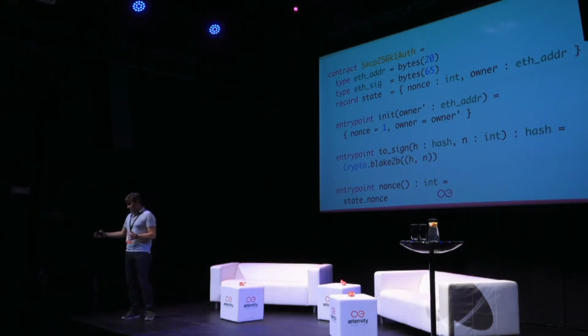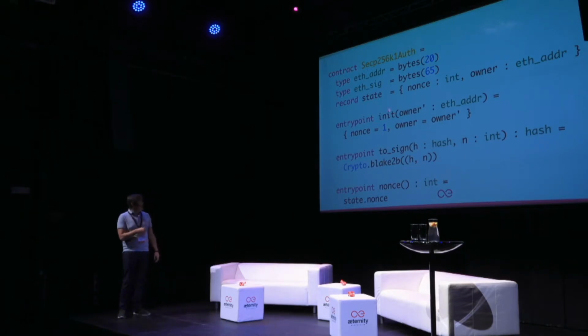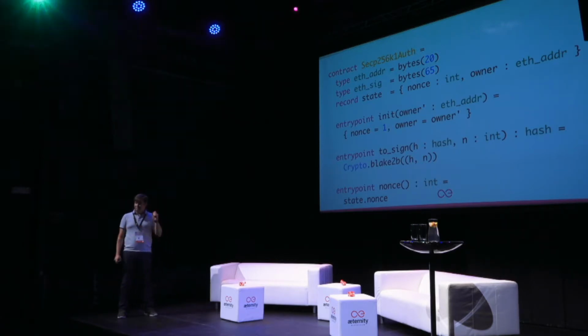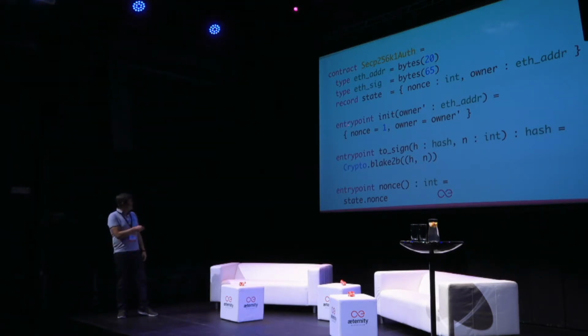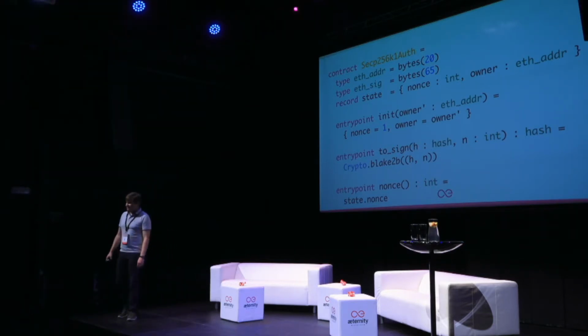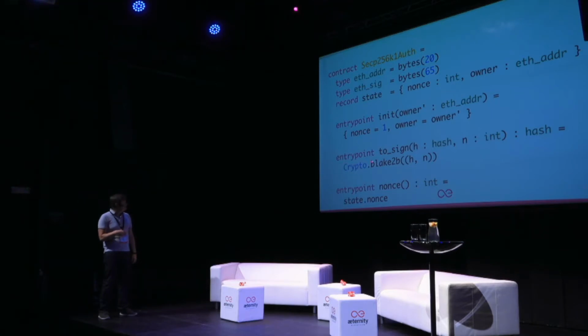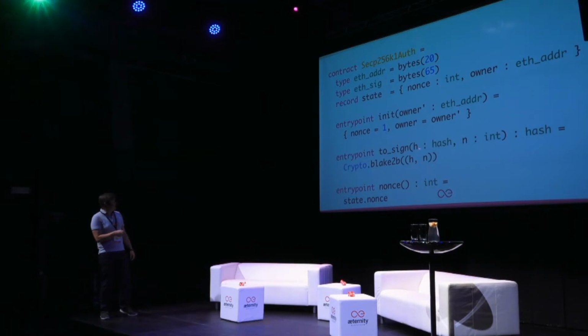So when we attach the contract, we will run the init function and we will set which Ethereum address actually owns this account. And as I mentioned, yes, we start with the nonce 1. That's a sensible default in this case. Then there are also a couple of helper functions. We have an entry point which says what we actually sign, and in this case it's just the pair of the hash and the nonce.